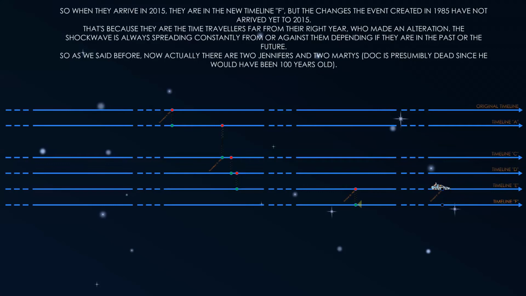So when they arrive in 2015, they are in the new timeline, F, but the changes the event created in 1985 have not arrived yet in 2015. That's because they are the time travelers far from their right year, who made an alteration. The shockwave is always spreading constantly from or against them, depending on whether they are in the past or the future. So as we said before, now there are actually two Jennifers and two Martys. Doc is presumably dead since he would have been 100 years old.